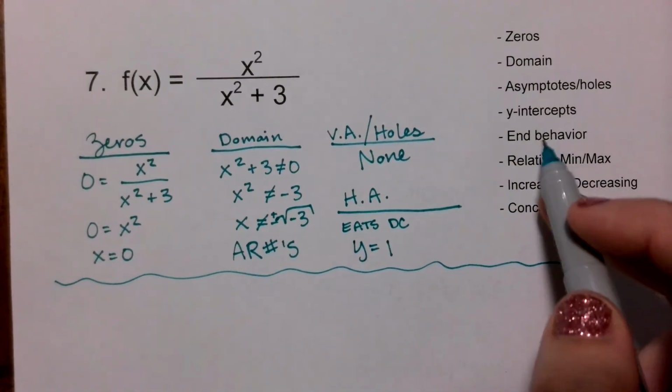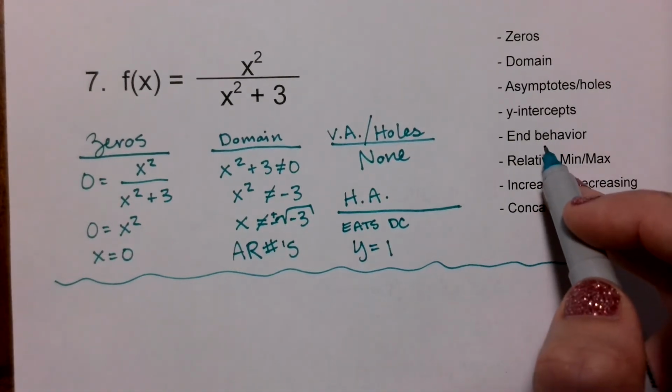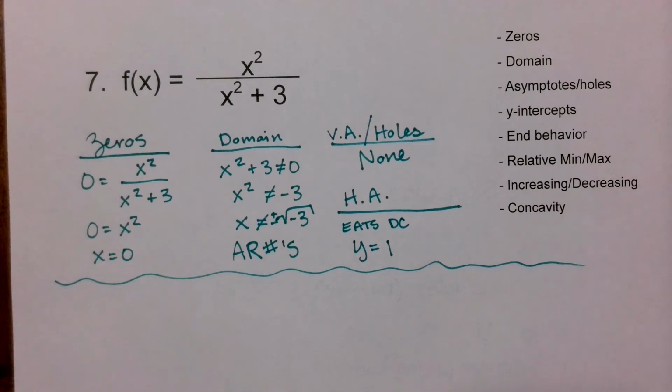And for this case, I can't really know the behavior. We'll get there eventually where we're going to have to test values in between intervals, but I can't know the behavior. So this is all that we can get from f. So before calculus, that's all that we knew.